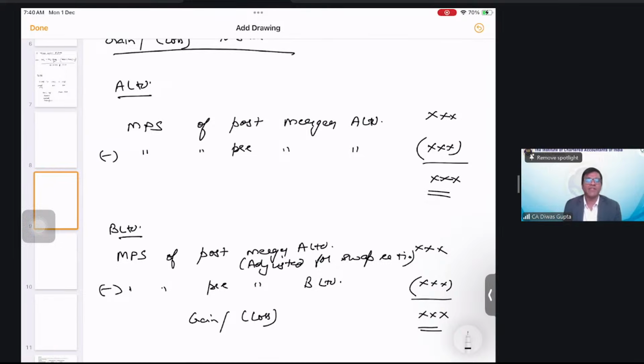So just like effect on EPS, the gain or loss to the shareholders can also be computed through market price per share. In case of B Limited, we will have to be watchful of what is the swap ratio, because swap ratio is going to link between both of them. Okay.